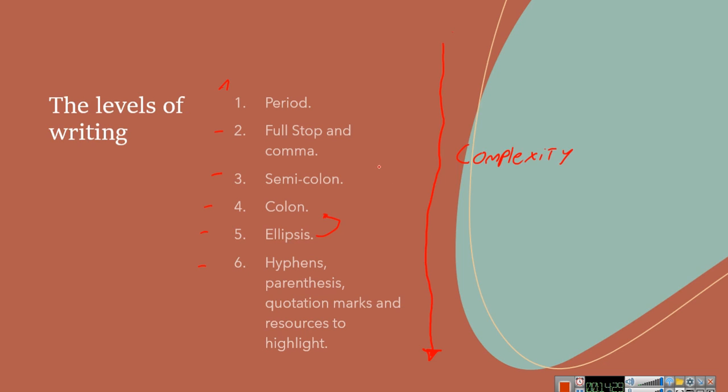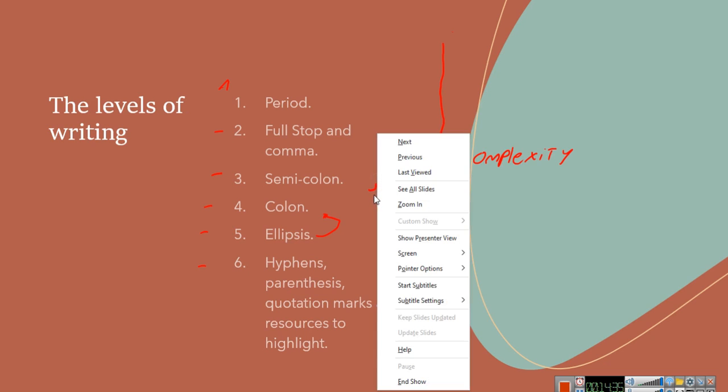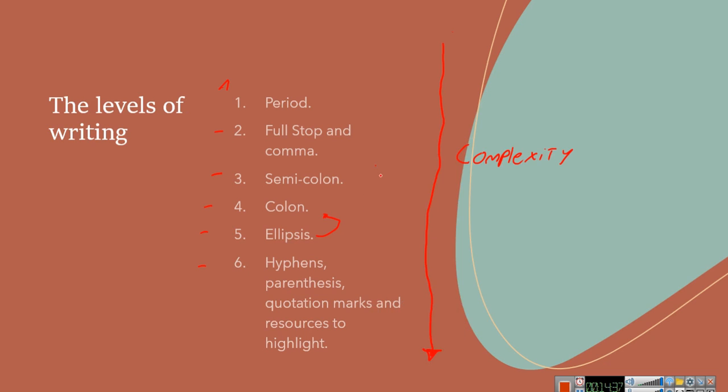Now we have the semicolon. The semicolon looks like this. It's a period and a comma. Yeah, it looks like this. And then we have the colon. It's just 2 dots. And we have the ellipsis. The ellipsis is just a fancy word for the 3 dots. This is ellipsis, all right? Hyphens.